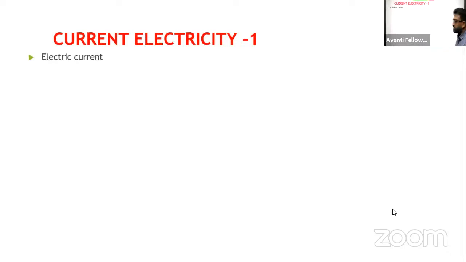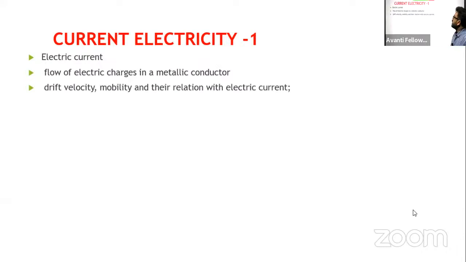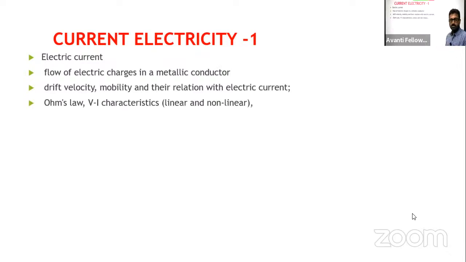First one is electric current. You must understand what is basically electric current. Then the flow of electric charges in a metallic conductor. Then the drift velocity, mobility, and the relation with electric current. Then Ohm's law in detail, applications of Ohm's law, limitations of Ohm's law, the different characteristics of Ohm's law, VI characteristics. Of course, the linear and non-linear applications we have to see. Then electrical energy and power we have to deal with, because we expect numerical problems from that area.